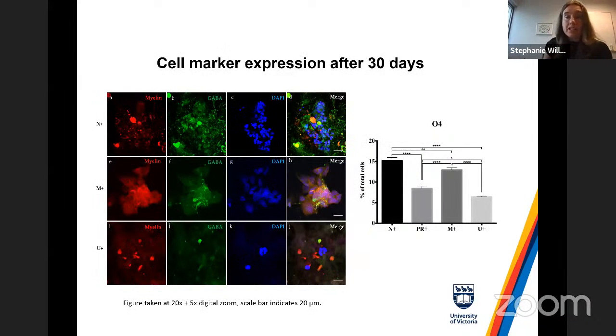Our tissues also express myelin, which is a mature oligodendrocyte marker. And I think this is the first time anyone had published a bioprinted neural tissue from stem cells where you actually did see myelin expression. And GABA is a neurotransmitter as well. So we're getting relatively mature tissues here as well.